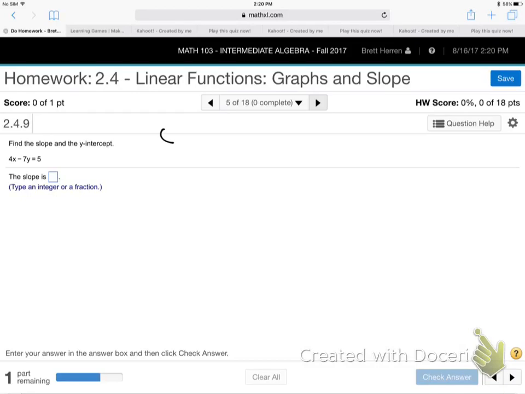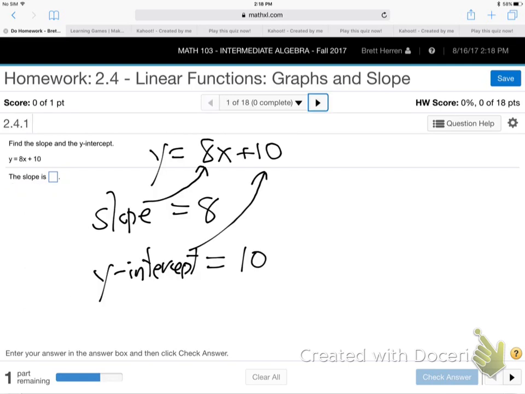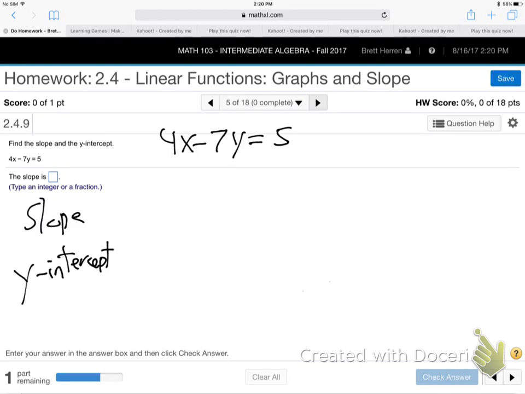Okay, so 4x minus 7y is 5. Same thing, they're asking for slope and y-intercept. So how do we find slope and y-intercept? Good, you got to get y alone first, right? Remember the last one, see how they already had y alone for us, so I could just grab them, it was no problem. But this one, y is not alone.